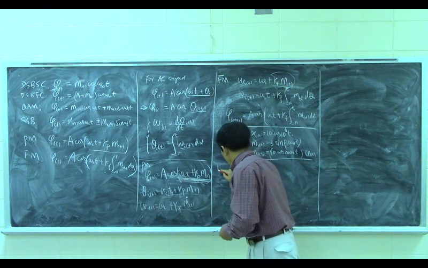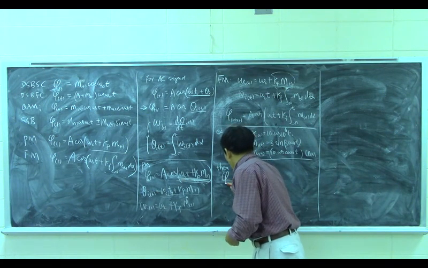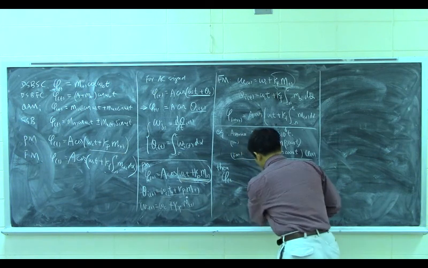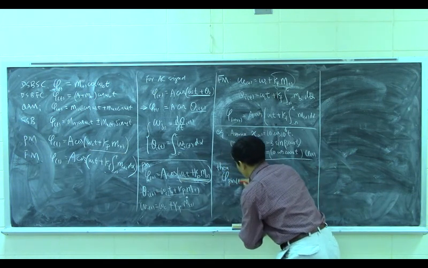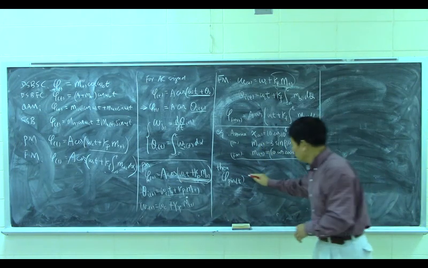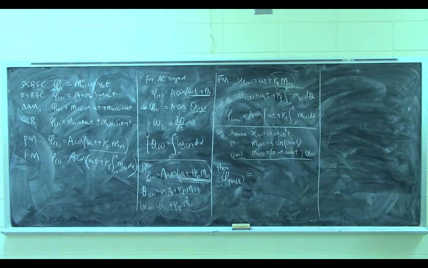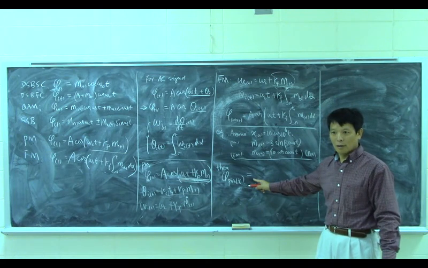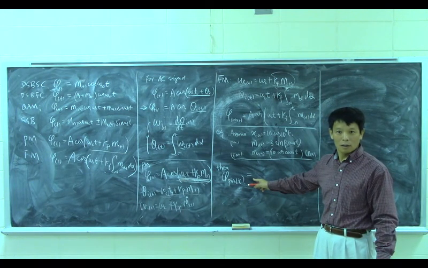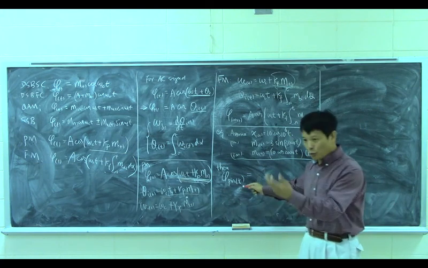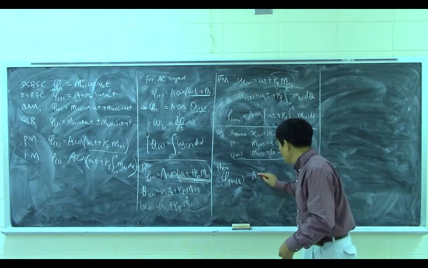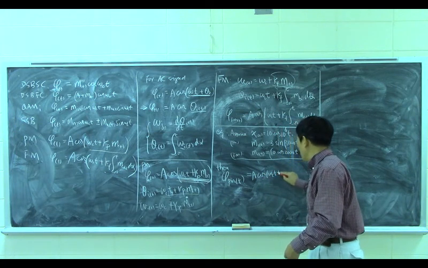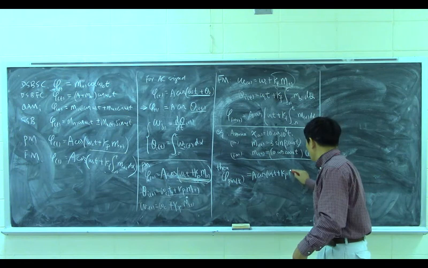And what is then the time domain PM modulated signal? Can you try? What's the first one? A. What is A? A is a constant. Okay, if you want, let's copy the formula. So A cosine omega_c t plus K_p times m1(t).